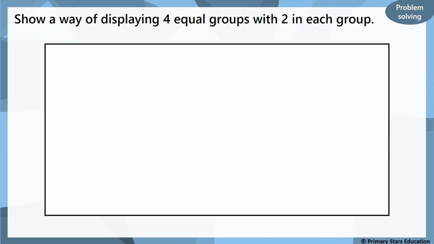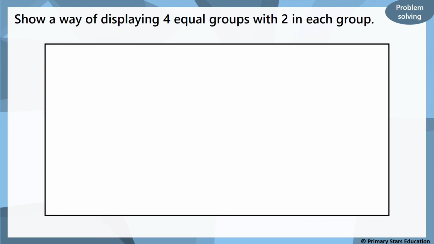Show a way of displaying 4 equal groups with 2 in each group. Now this is the time when you might need a pencil and a piece of paper. Show a way of displaying 4 equal groups with 2 in each group. Pause the video, see if you can come up with your own way. You might want to draw circles. You might even want to just gather things, like in the first video where I had my little meeples, and maybe you can hear them scrunching up against the mic. But maybe you want to represent it that way. Give the video a pause, come up with your own way, and then unpause it, and I'll show you what I did.